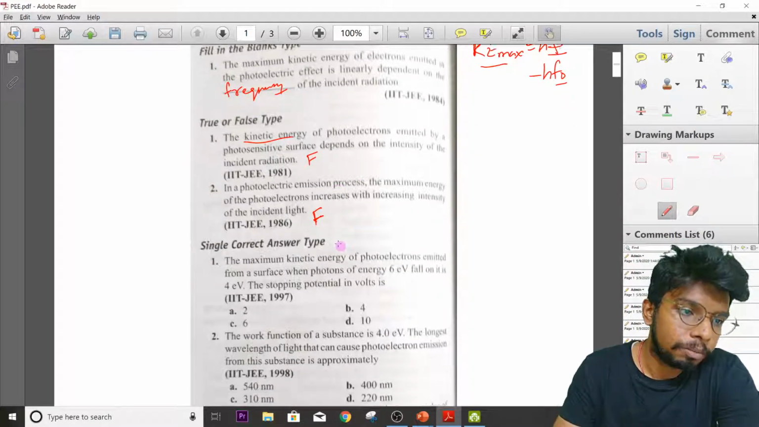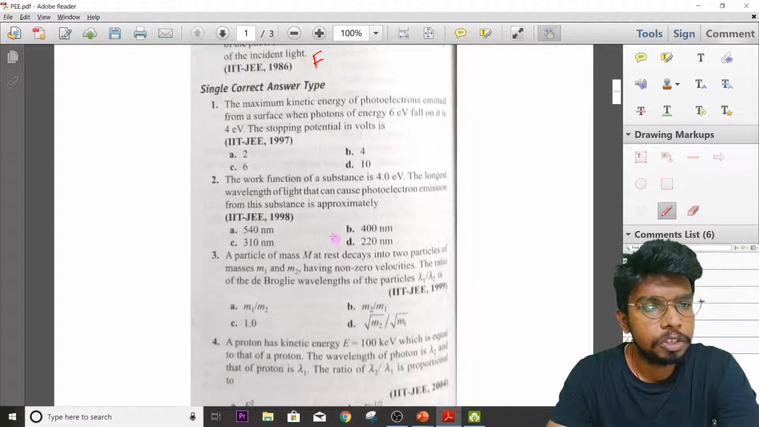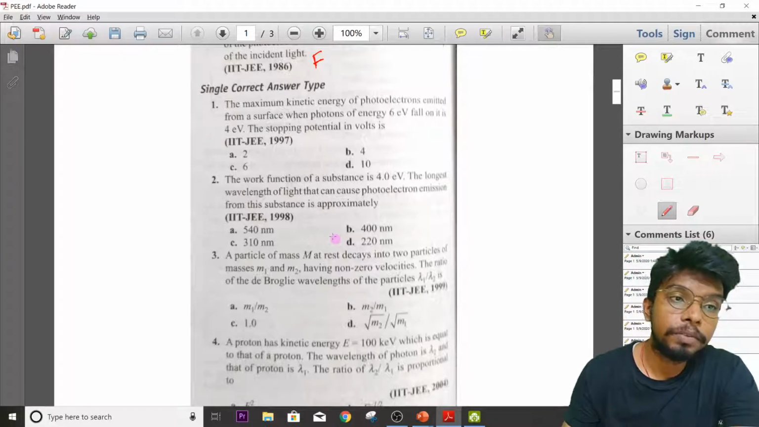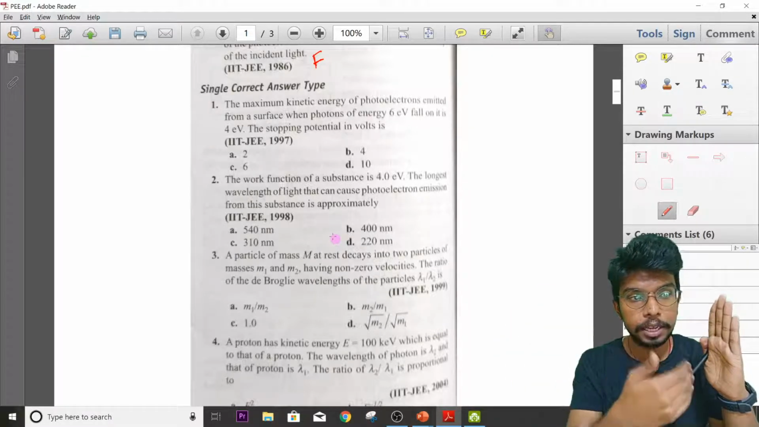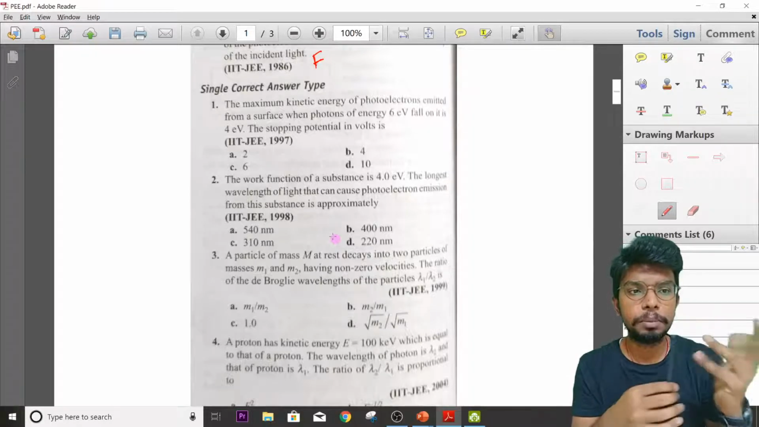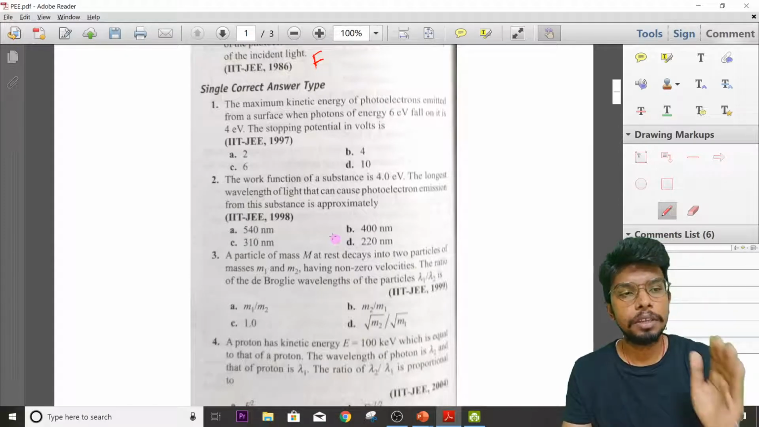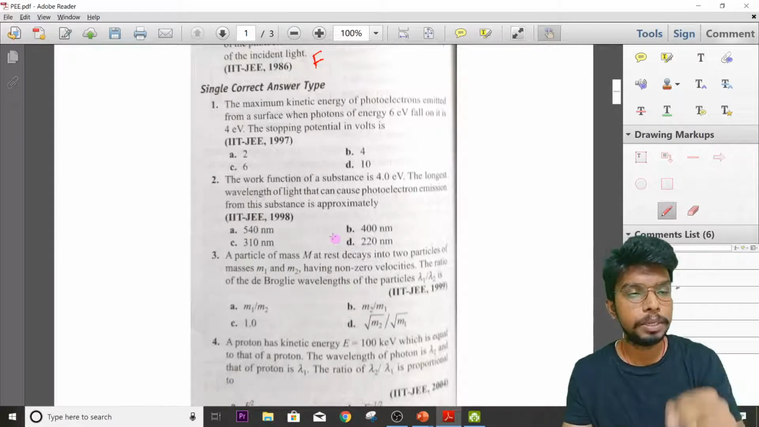Now comes the single correct answer, which is very famous. The maximum kinetic energy of photoelectrons emitted from a surface when photons of energy 6 eV fall on it is 4 eV. The stopping potential in volts is? Remember, photons of energy 6 eV fall on a plate, and the maximum kinetic energy with which the electrons come out is 4 eV. That means the work function of that metal surface is 2 eV, because we are giving 6 eV and the electron comes out with 4 eV, so it has utilized 2 eV to come out.